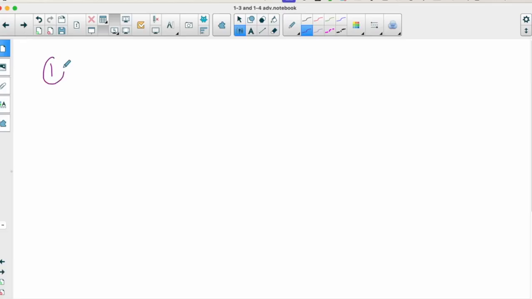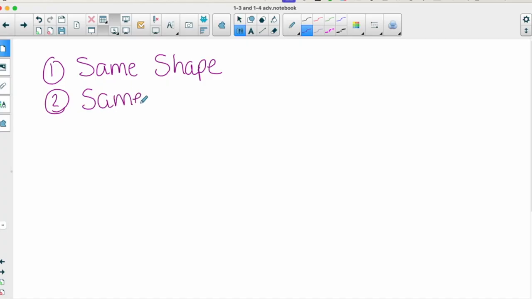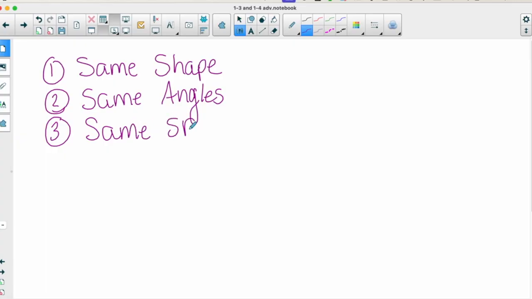We need to look at 3 things. Do they have the same shape? Do they have the same angles? And are all sides multiplied by the same scale factor? Those are the three things we must check.